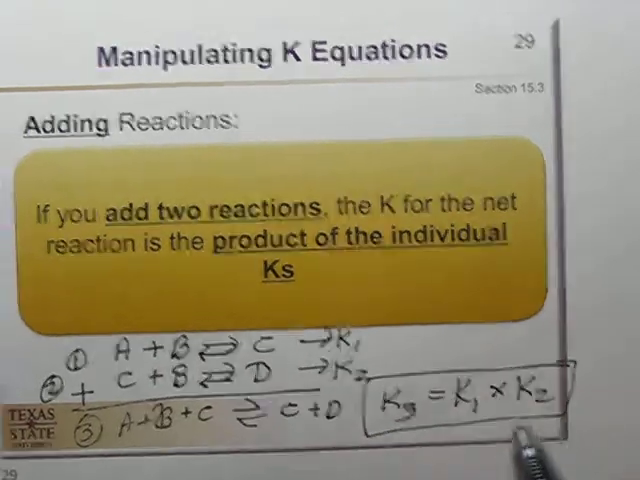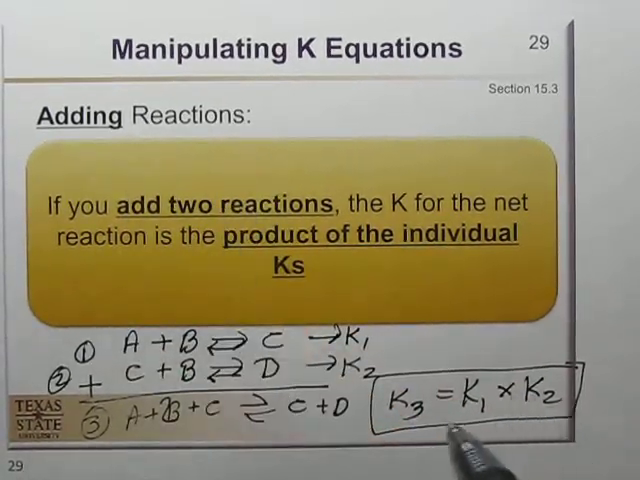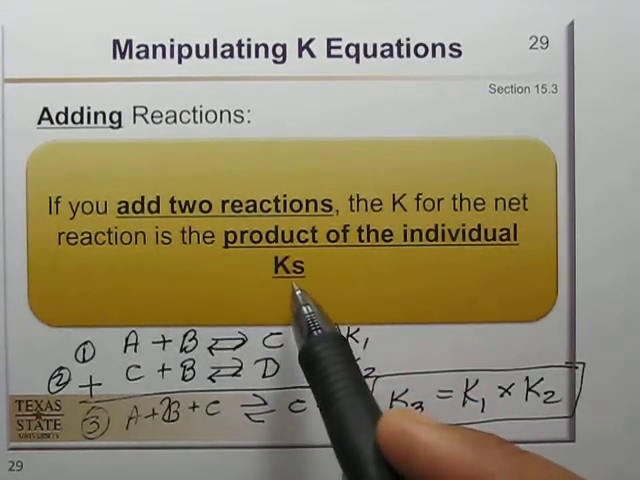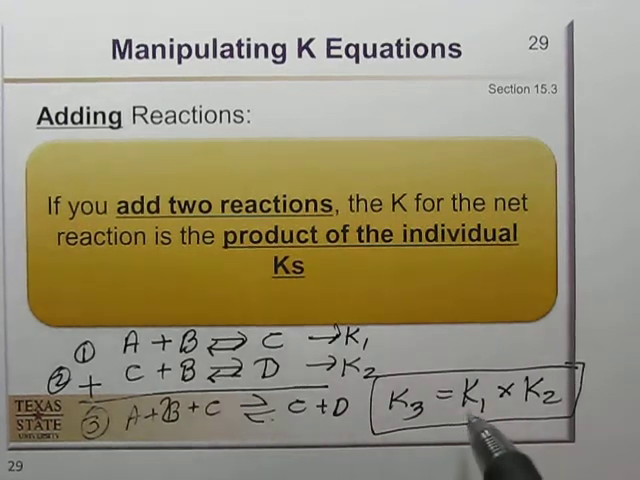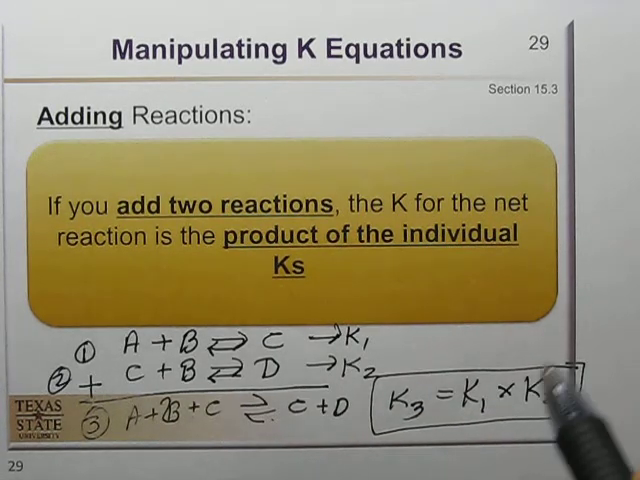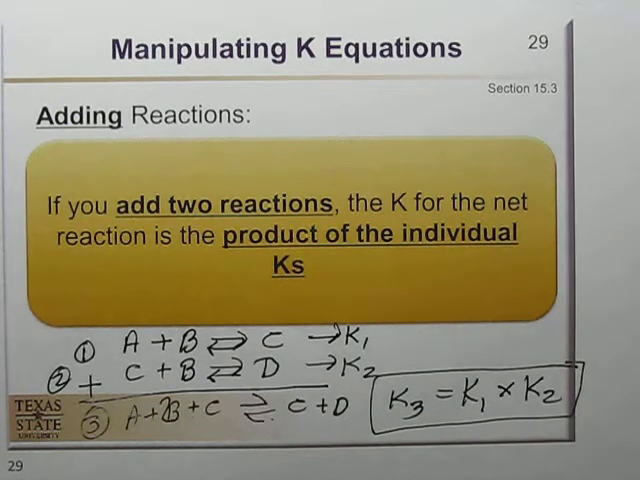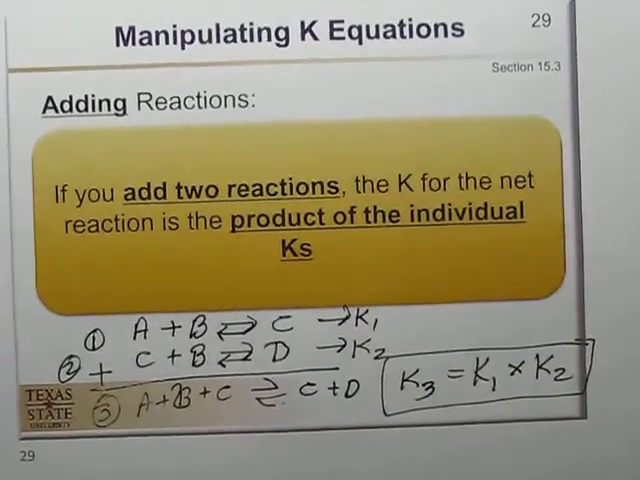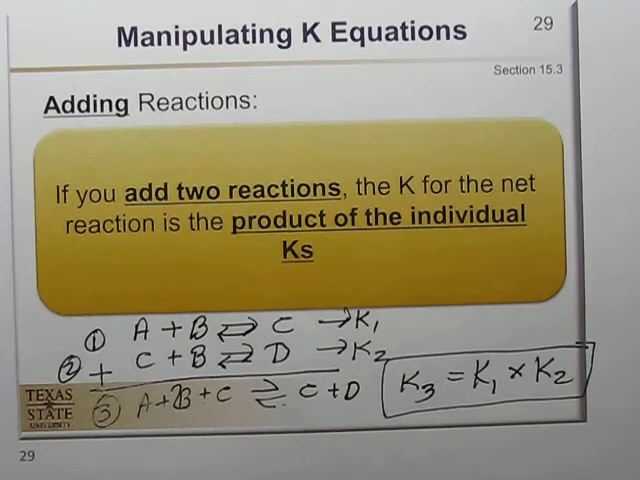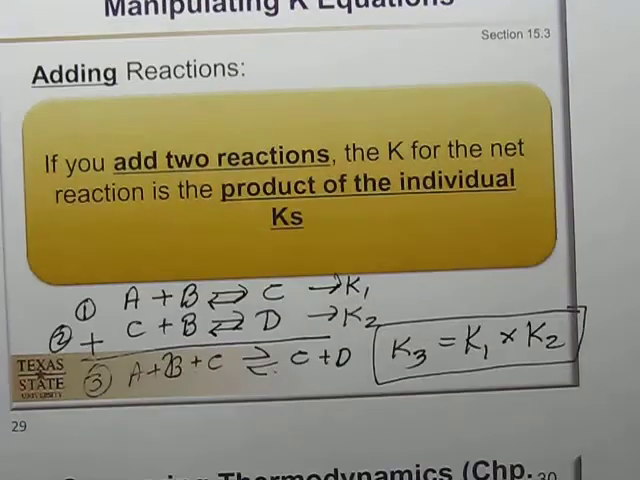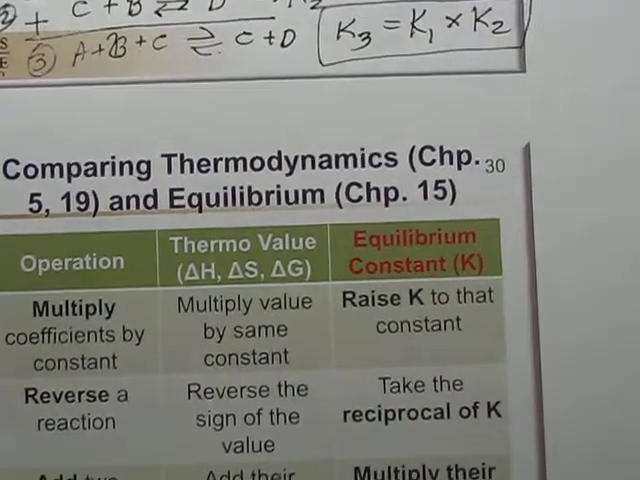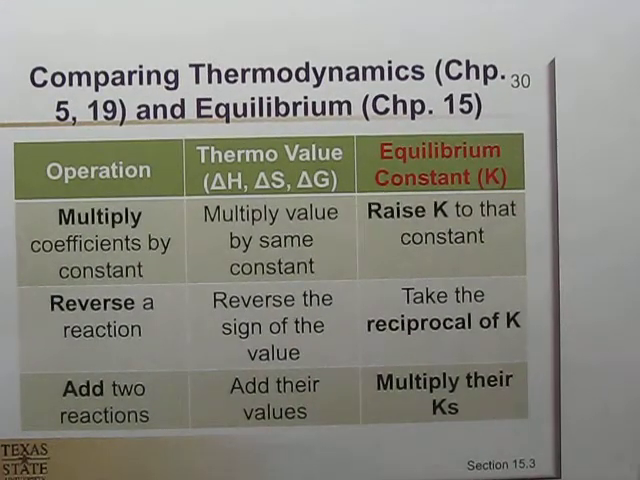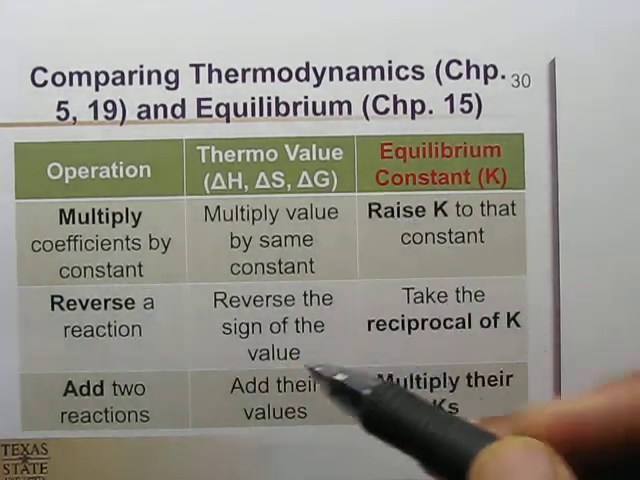So if we are adding any two reactions, the final K for the added reaction will be the multiplication of the individual K's. So these were the three scenarios: multiplication, reversing, and addition. And if we are going to compare these with thermochemistry, let's see what happens here.